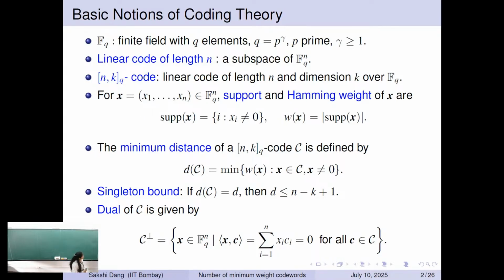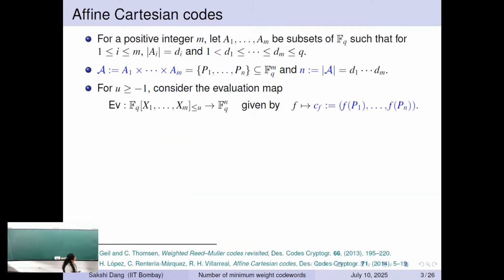But this is about basics. The main object of our interest is affine Cartesian codes. These are evaluation codes that have already been defined by Professor Carvalho, but the definition here goes like this: we choose m subsets of the finite field Fq of sizes di, and we arrange them in increasing order of their sizes and take the Cartesian product denoted by script A.